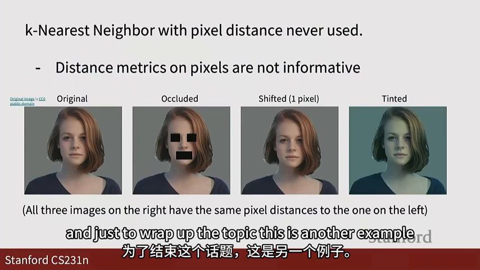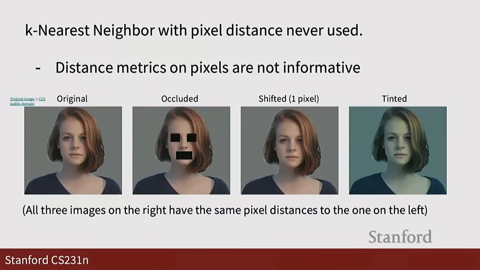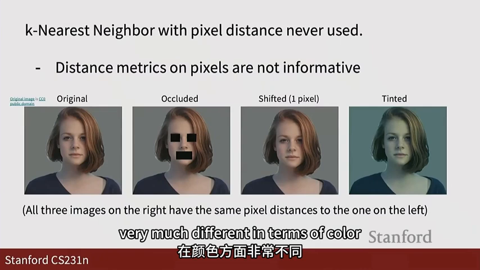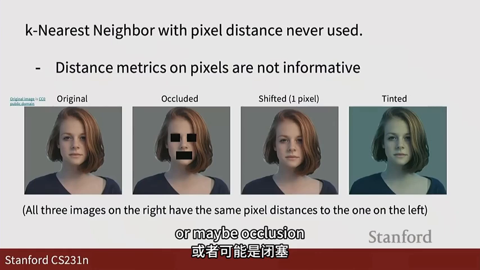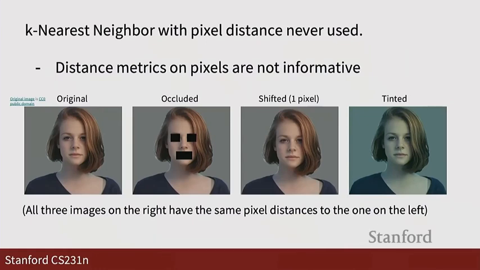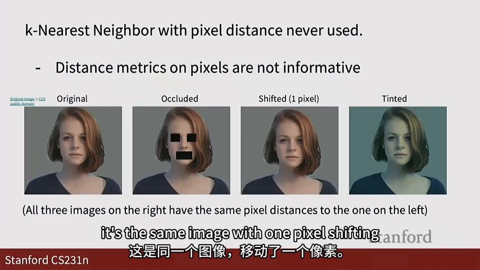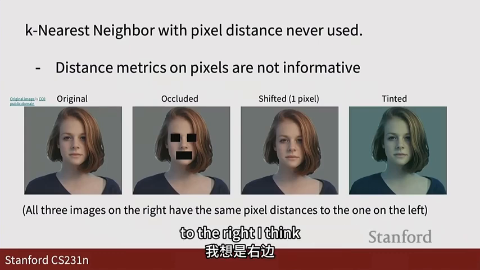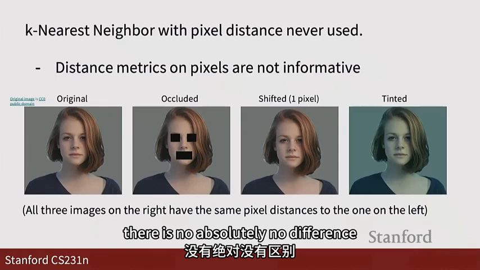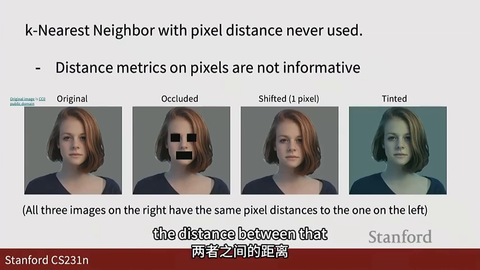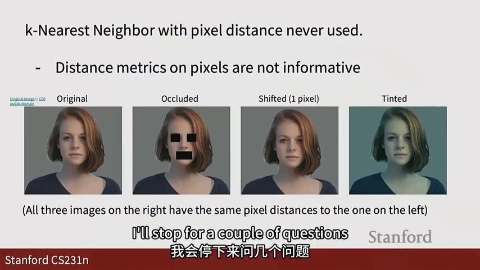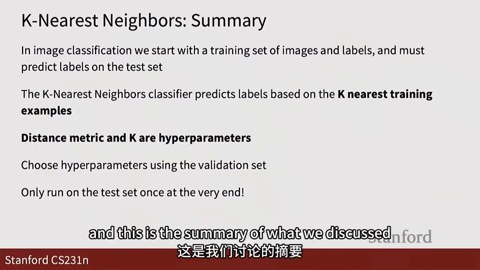And just to wrap up the topic, this is another example. If you look at this original image, those 3 images look very different in terms of color or maybe occlusion, and the third one from the left is just the same image with 1 pixel shifted to the right, I think. Although from a human eye's perspective there is absolutely no difference, the distance between that and the original image is the same as the other 2 examples that you see here. I'll stop for a couple of questions, and this is the summary of what we discussed.